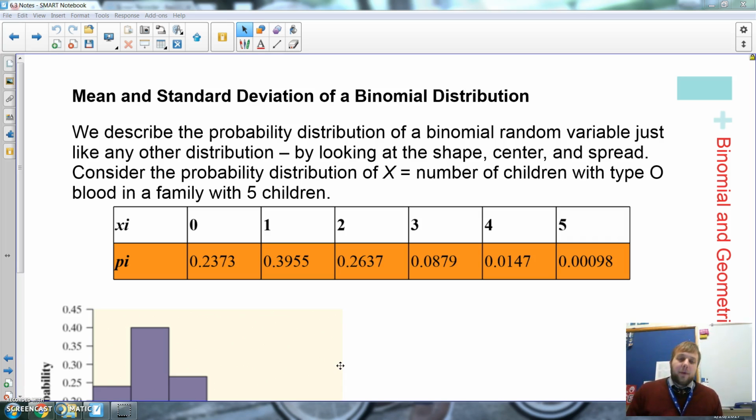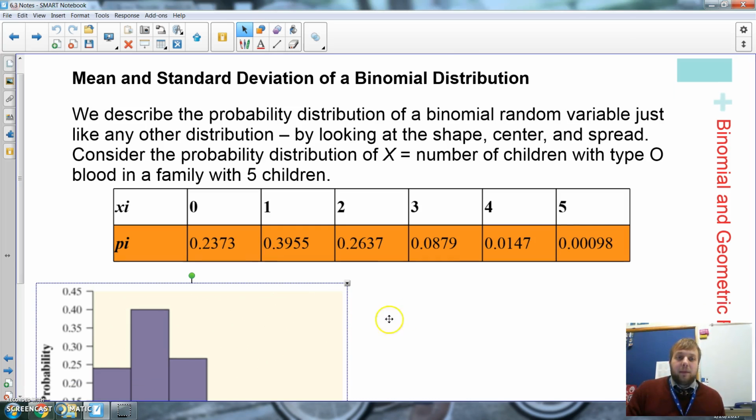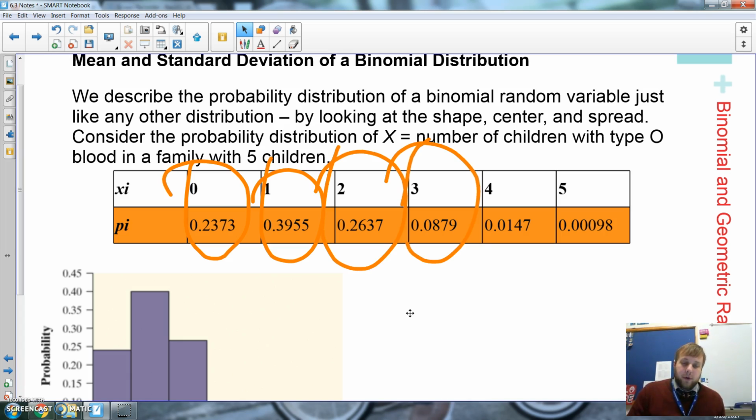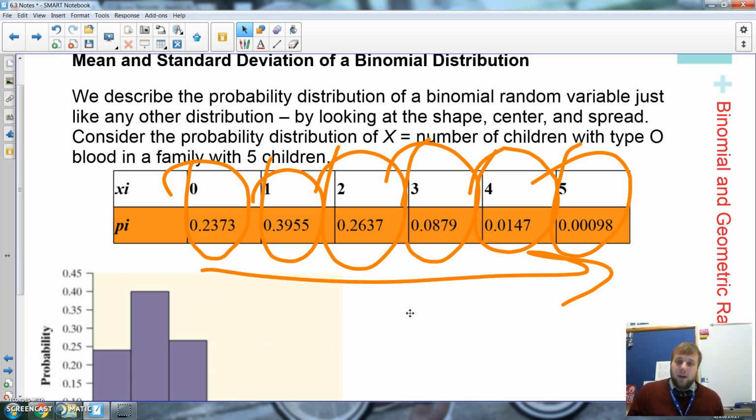First things first. How do we find the mean with a binomial distribution? How can we find a mean given a binomial distribution? Well, it works the exact same way. All right. So I can multiply down and add across, right? You guys love doing that, right? Okay, cool. You could do that.